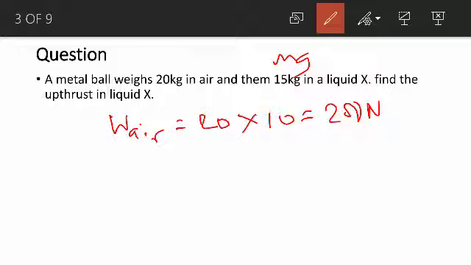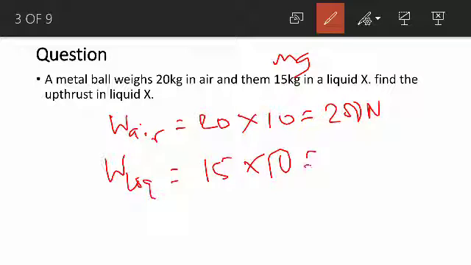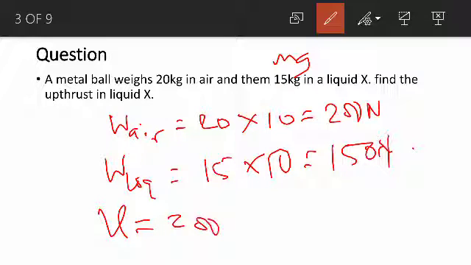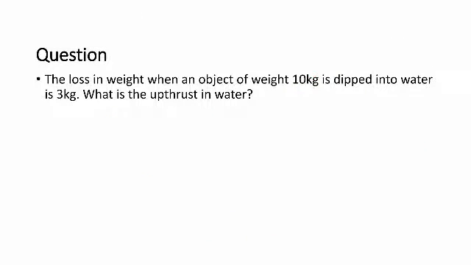Now the weight in the liquid is 15 times 10. That's mg, mass times acceleration due to gravity, which gives us 150 newtons. So the upthrust will be the weight in air minus the weight in the liquid, which is 200 minus 150. The answer to that question is 50 newtons. So the upthrust is 50 newtons.